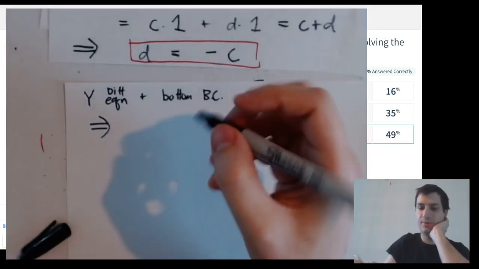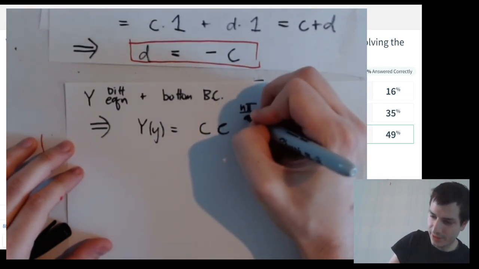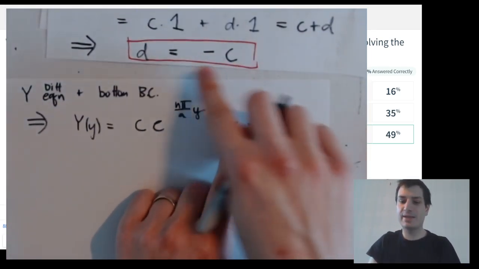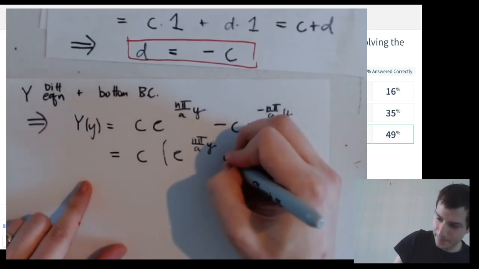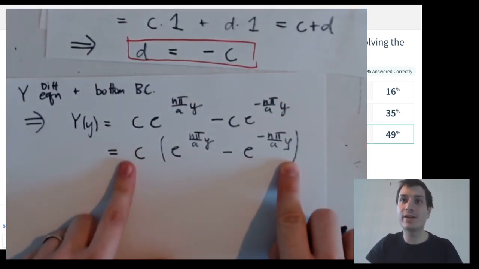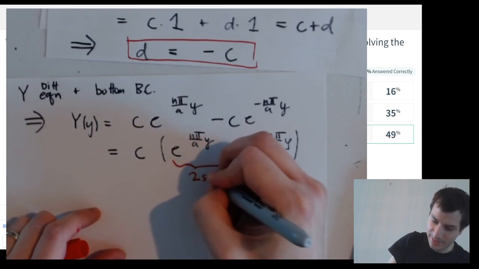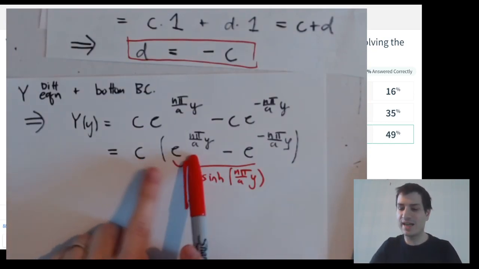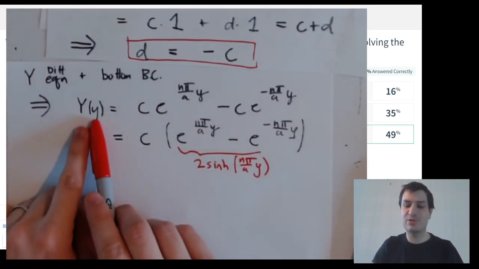That gave us that Y of y equals c times e to the n pi over a y, minus c times e to the minus n pi over a y. So this constant d got replaced with minus c. And you can rearrange this as c times e to the n pi over a y minus e to the minus n pi over a y. So the function Y of y is this thing with just one constant c. This is where I'm going to give you the side note again. This function is what the textbook calls 2 times the sinh of n pi over a y. So if you want to work in textbook language, the solution is something nice in terms of the sinh function. But I'm not assuming you know what the sinh function is, so I'm just going to leave it like this with exponentials.